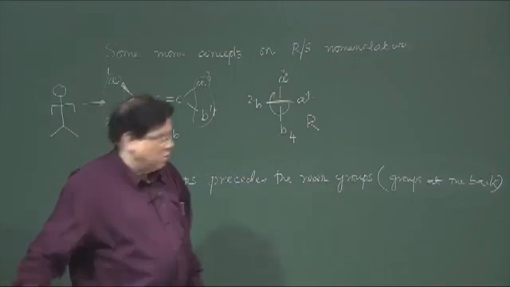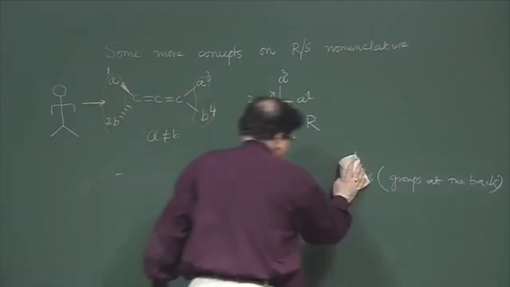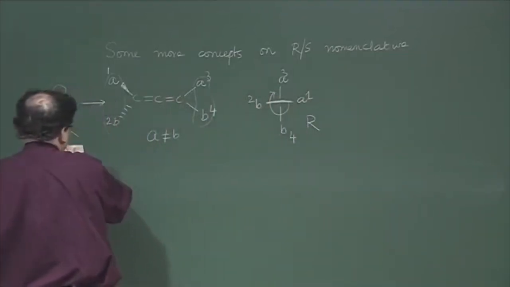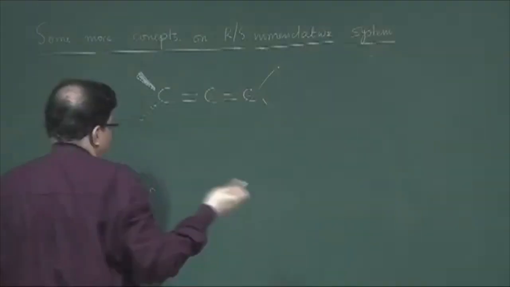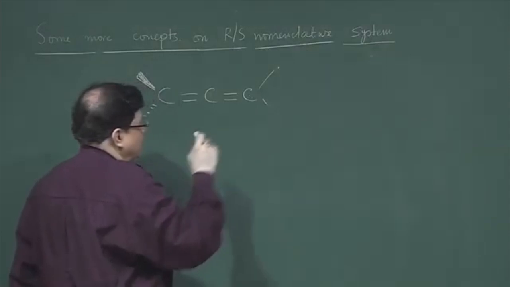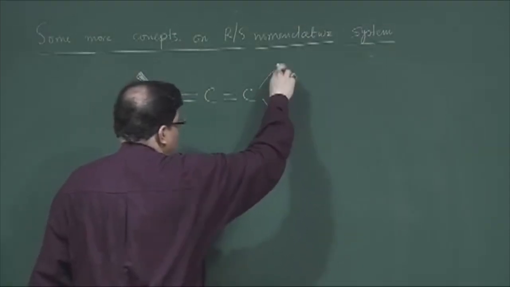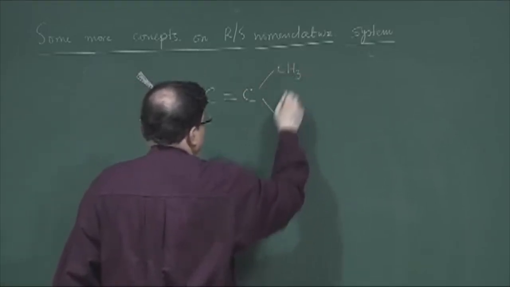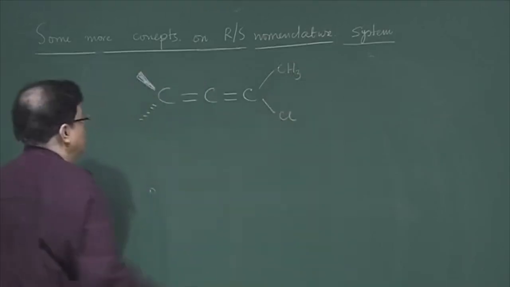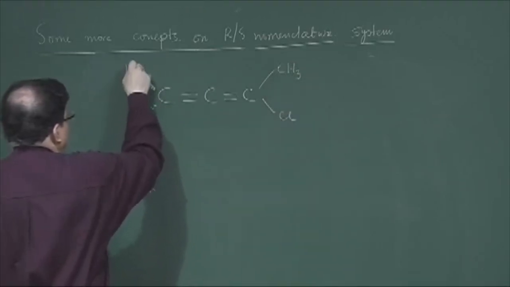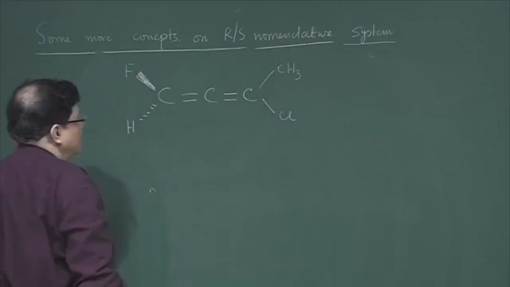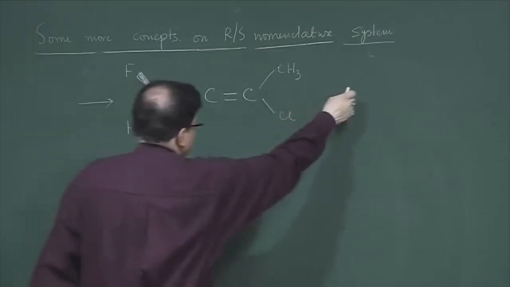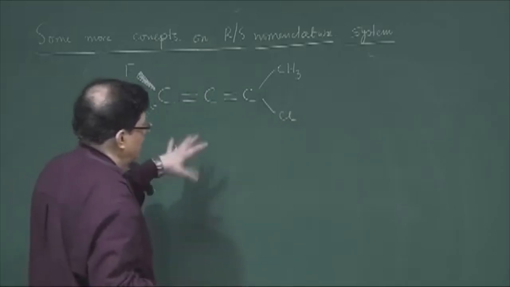So, let us now go to actual examples where these A and B are replaced by groups. They can be different, they can be the same. The only restriction for chirality is that at the ends the groups should not be identical. So let us take an example of an allene which exists in chiral forms, and suppose this is fluorine and this is hydrogen, and we want to know whether it is R or S. You can see from this side also, you can practice at home and you will see the same result.